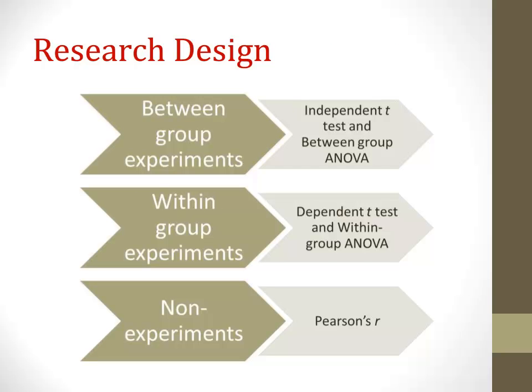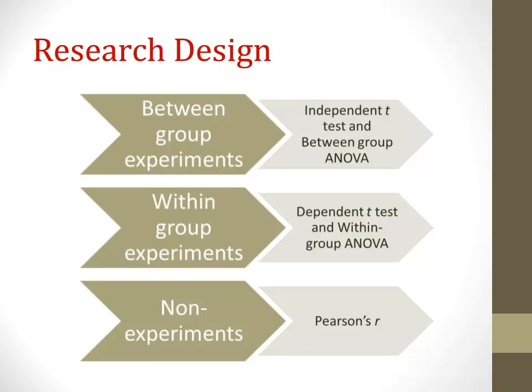Now, the type of research design does not determine the choice of statistical analysis, but it can guide it, as the purpose of the design and analysis should align. Let's first look at between group experiments. Because between group experiments often involve comparison of means for quantitative variables across groups, independent t-tests and between group ANOVAs are often applied to examine this type of experimental data. Whereas a dependent t-test or within group ANOVA would not be appropriate.